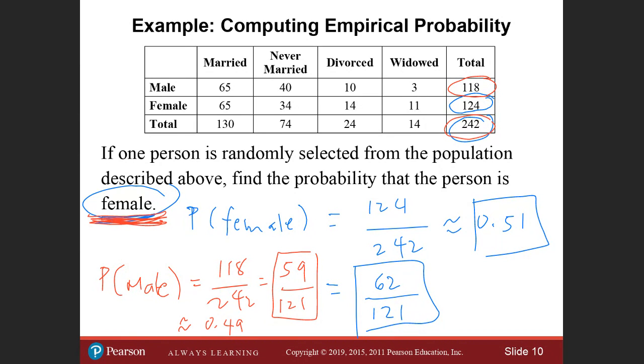So again, there are two types, theoretical and empirical probability. It depends on which one you're going to use to display the probability of each item.